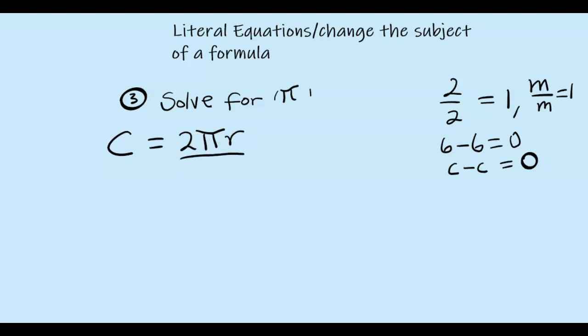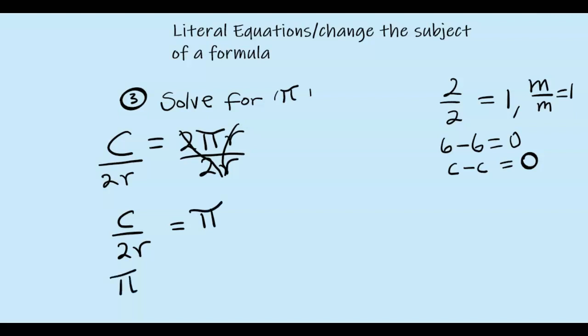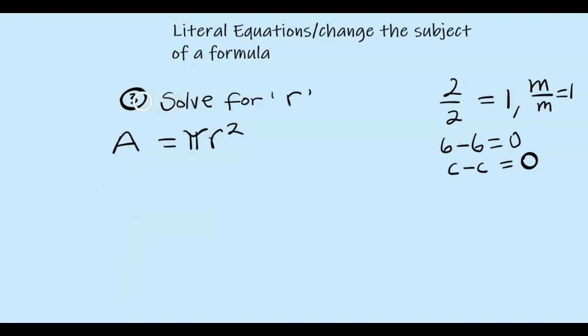So we are going to divide here by 2r, and we have to repeat the same thing here, 2r. This becomes 1. This also becomes 1. So they go away, leaving us with c over 2r equals pi. Therefore, we can rewrite it as pi is equal to c over 2r. We are done.